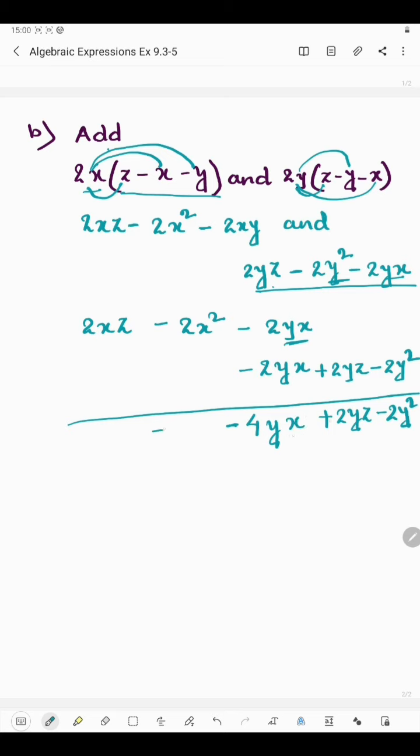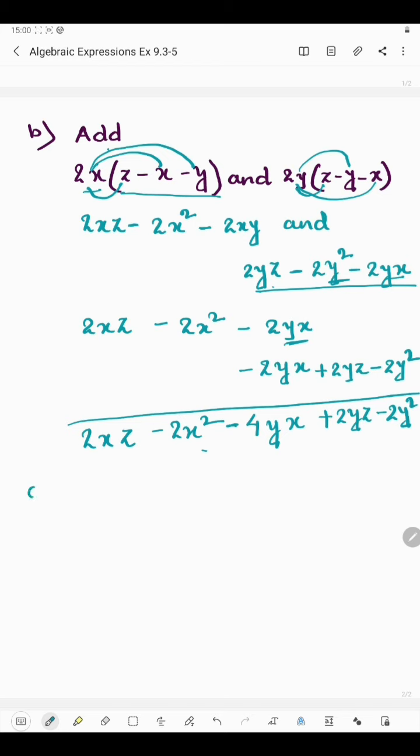Now minus 2x square will come down and 2xz also will come down. So the answer of the B part will be 2xz minus 2x square minus 4yx plus 2yz minus 2y square.